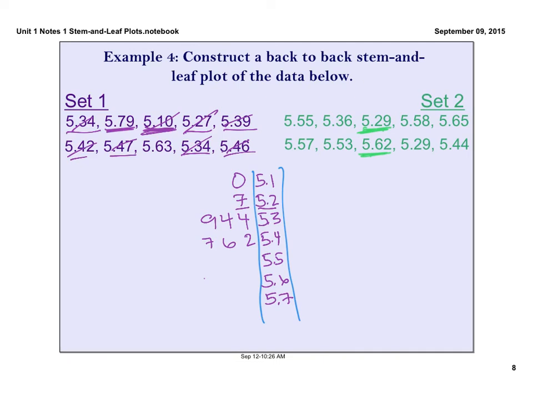I'm going to go down to the 5.6. 5.6, I have 5.63, so I have a 3 there. And then 5.7, I have that 5.79, so the only leaf that I have there is a 9.